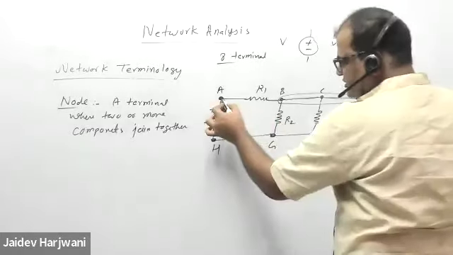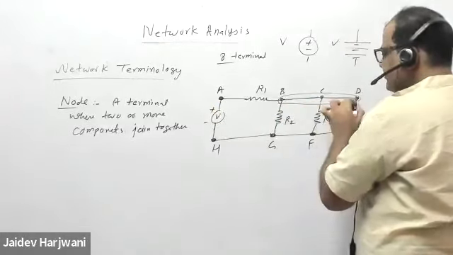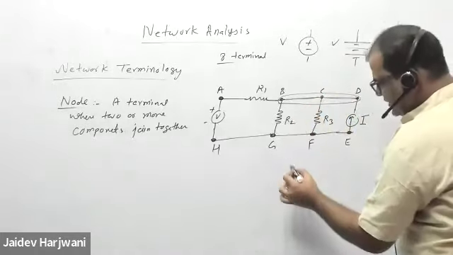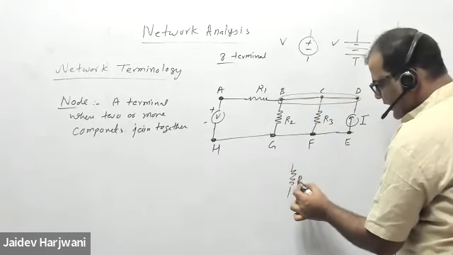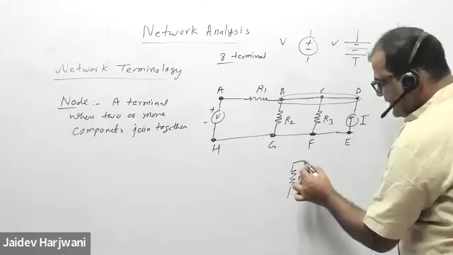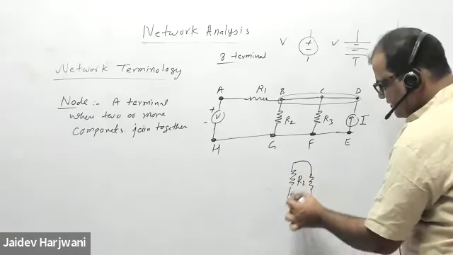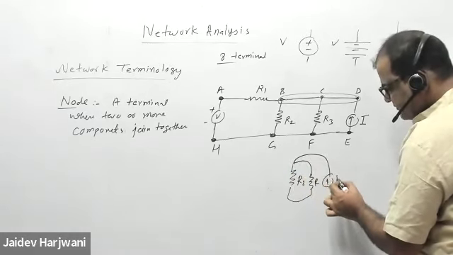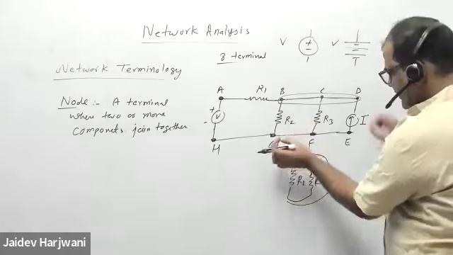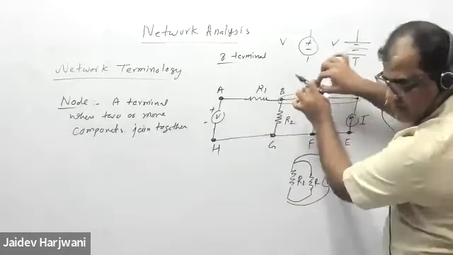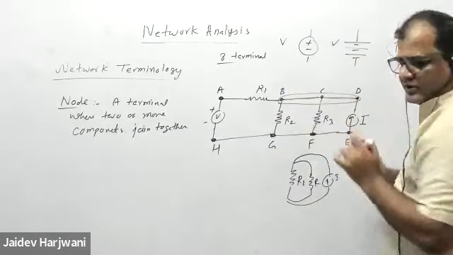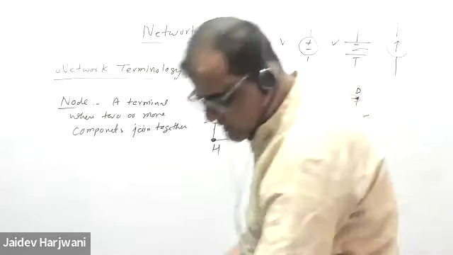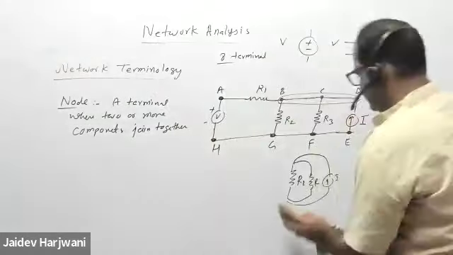So this is the node. These 3 points make one terminal. I can join R2 directly here, and I can join R3 directly here. Similarly, I can join this source directly here. So these three things are merged on a single point. So this is only one node. These are not different nodes. These are single terminals.